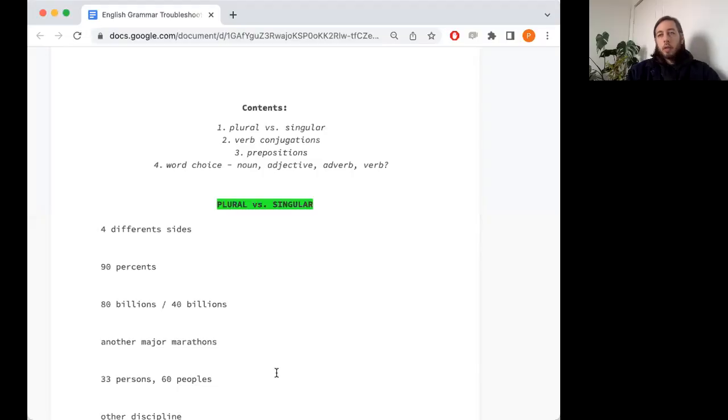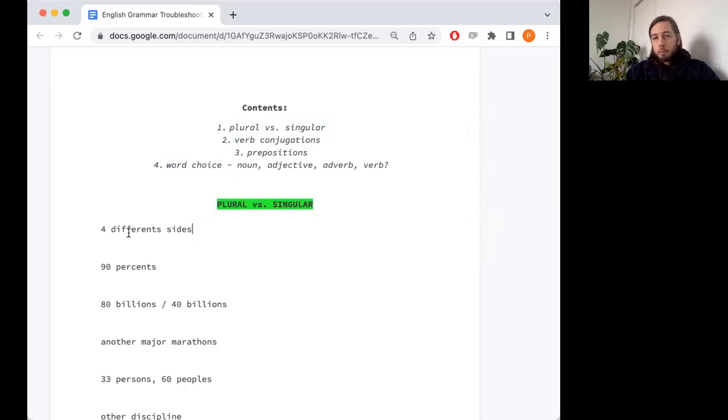So I'll share my screen with you to start with so we can take a look at some of these common mistakes. This is what we're working with today: plurals versus singulars, verb conjugations, prepositions, and then word choice, choosing between using a noun, an adjective, an adverb, or a verb, which can sometimes be tricky. So let's jump in and we'll start with the plurals versus singulars.